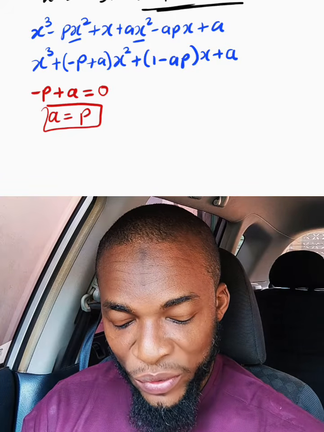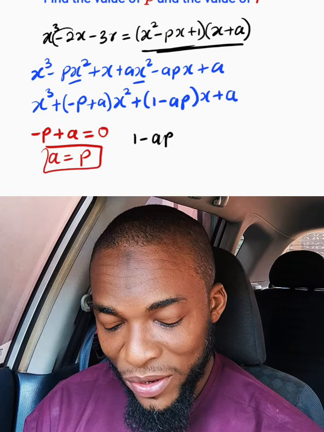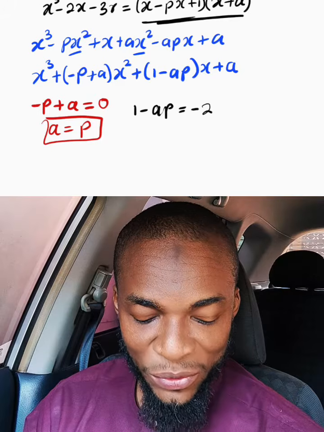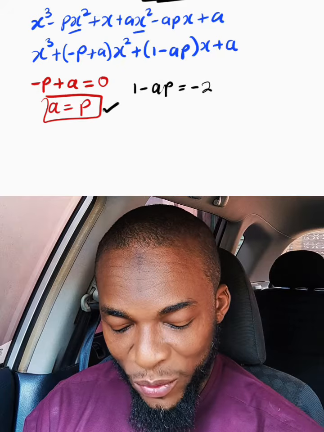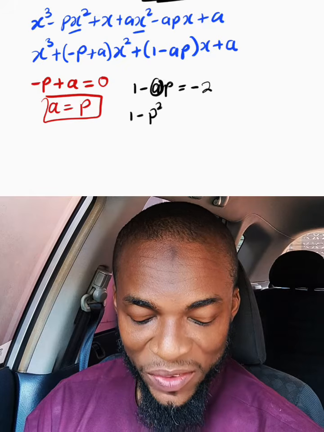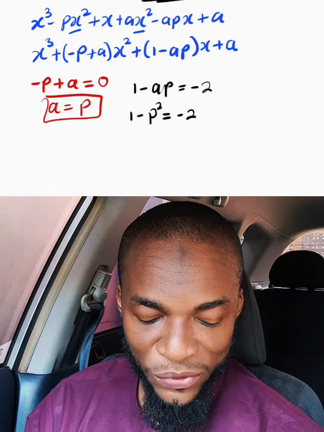Then let's continue relating the coefficients. We have 1 − ap as the coefficient of x from this expression. Now the coefficient of x from the other expression is −2. So this is equal to −2. But remember, a and p are the same from this equation. So we can see that this is 1 − p times p, which is p², because a is p and we have another p here. This is equal to −2.